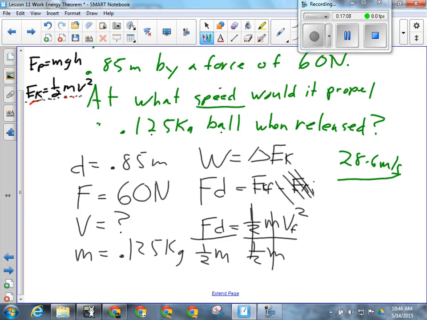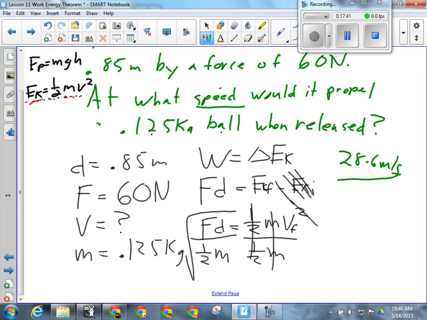Do I want VF squared or VF? I want VF. The question didn't ask what's the square of the velocity. It said how fast is it going. All right, how do I get rid of the square? Square root it. All right, so I square root that side and the square goes away. Rules of algebra say I square rooted that, I got to square root the left side. Okay? That's probably the trickiest manipulation you'll have.